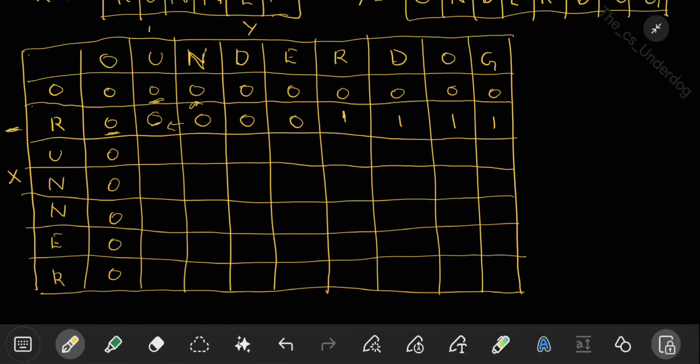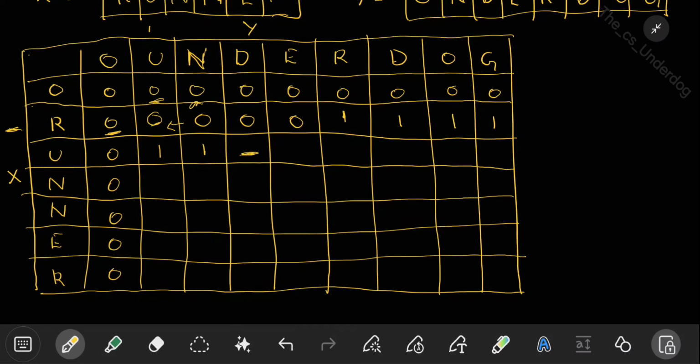Using the same logic, let us fill the complete table. Here U and U match. What will you do? You will see 1 plus the diagonal element. The diagonal element has value 0. So 1 plus 0 is 1. What about U and N? They do not match. You have to see the element on the left and the element on top. Among them, the element on the left is 1, which is the larger value. So you will take 1.